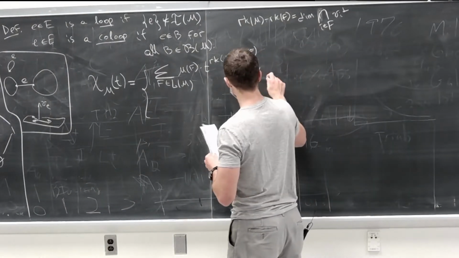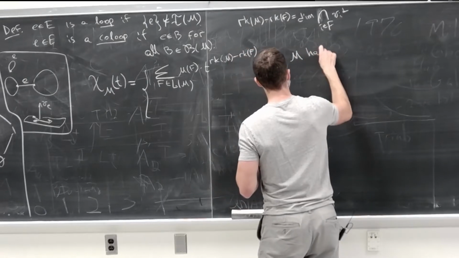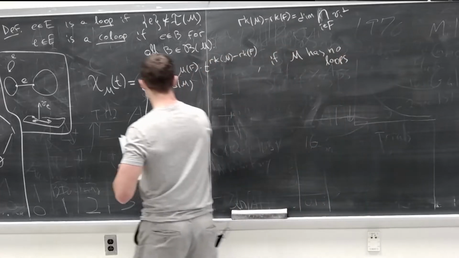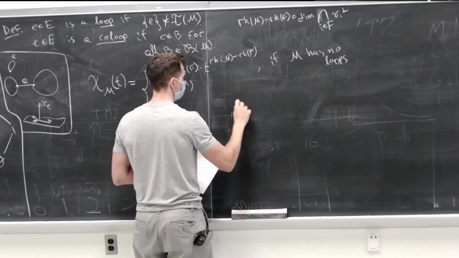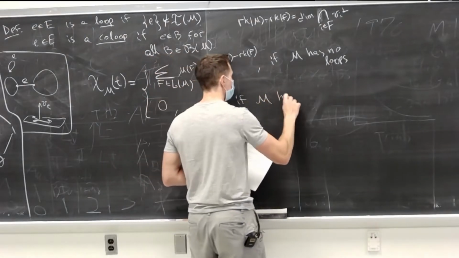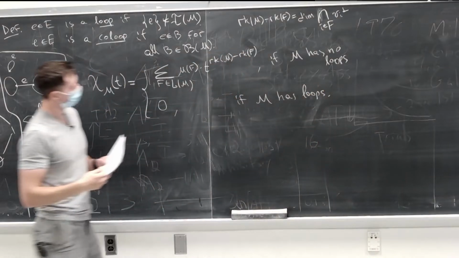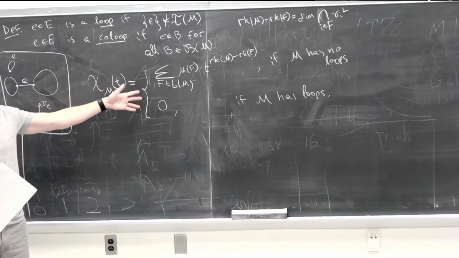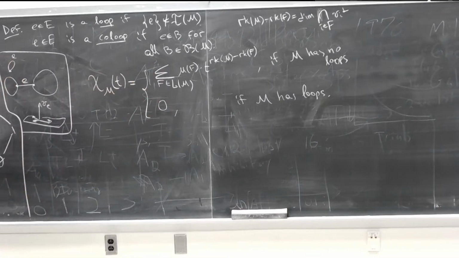But this only works if M has no loops. If M has loops, the definition is just 0. This is sort of unnatural, since I have to make an if statement here in my definition.